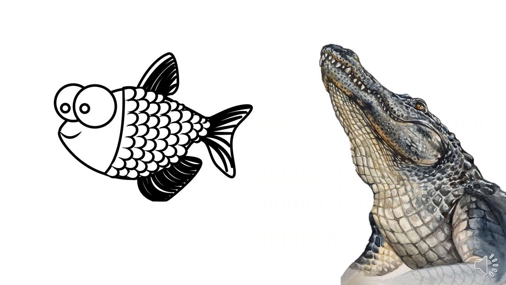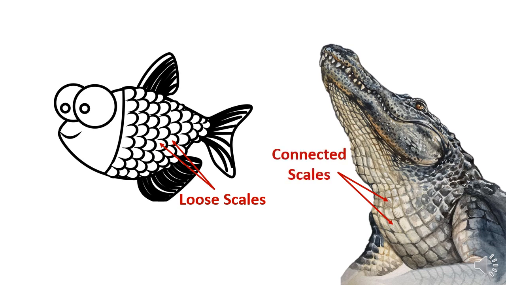Now let's look again at these pictures. Can you see the scales of the fish? Look at them. They look loose. They are loose scales. But the ones of the alligator, if you looked at them, they are connected from everywhere. So we call them connected scales.